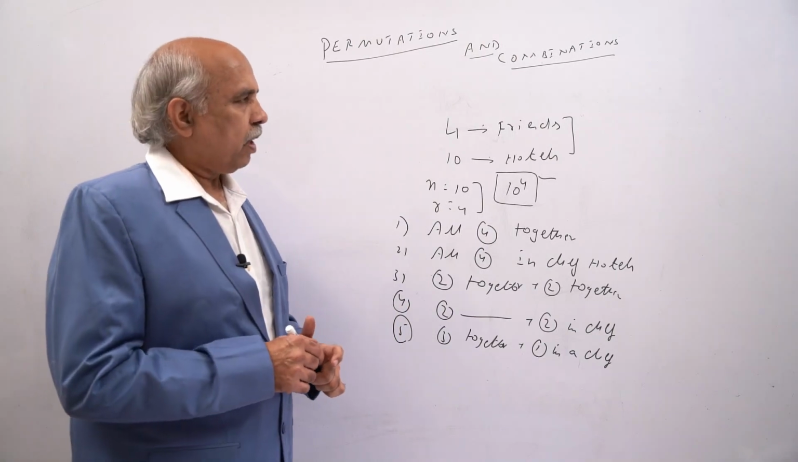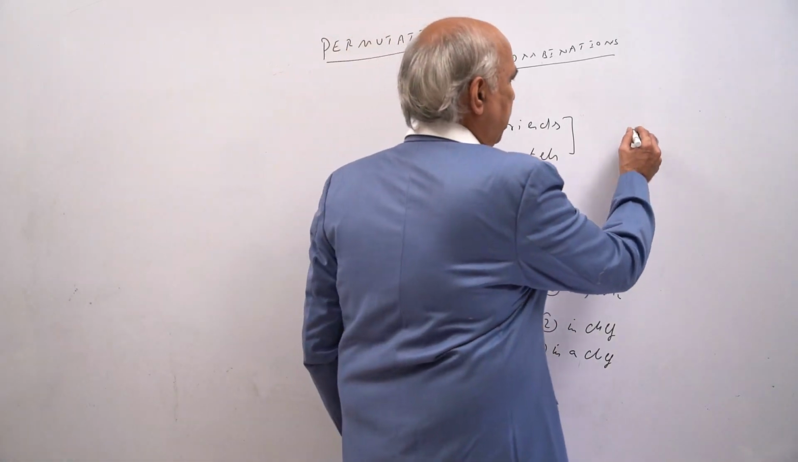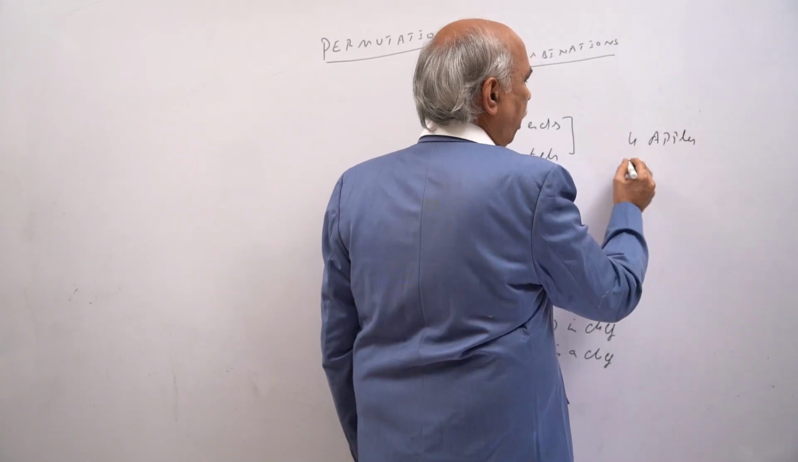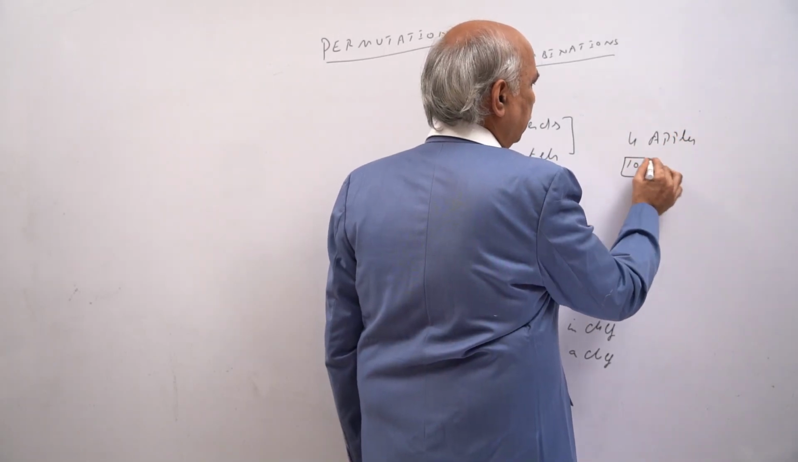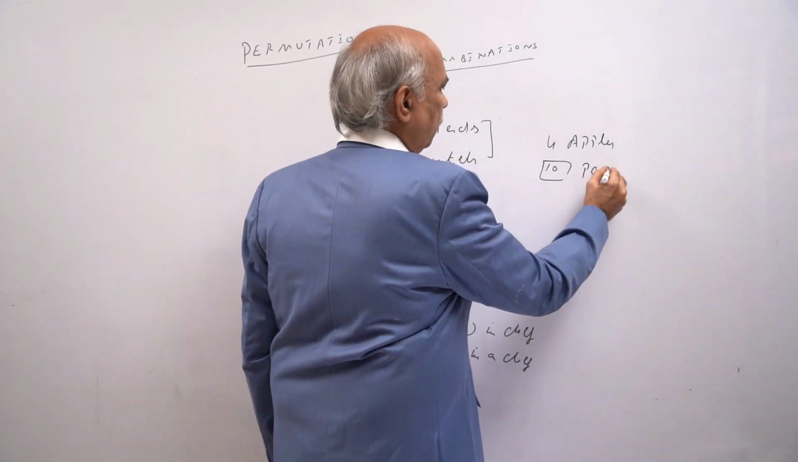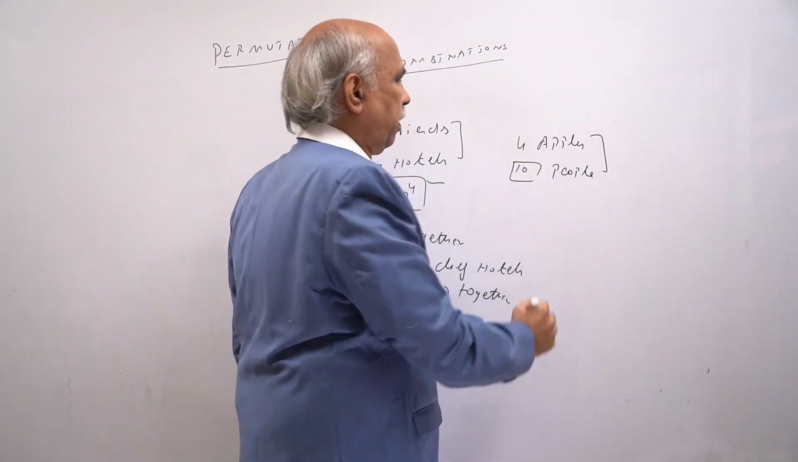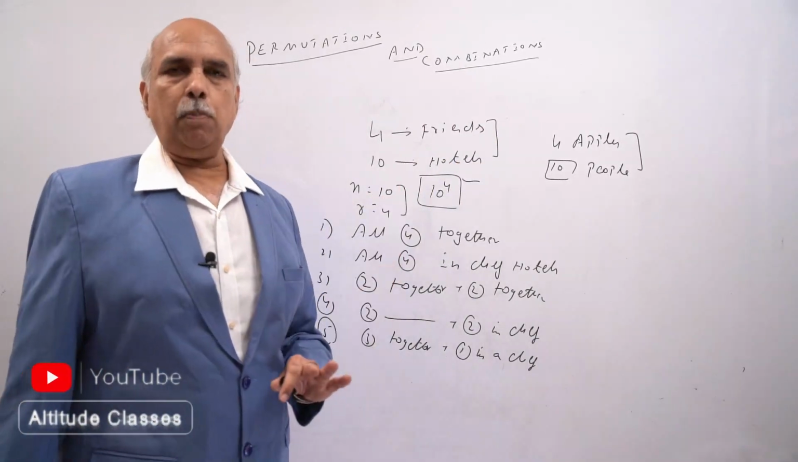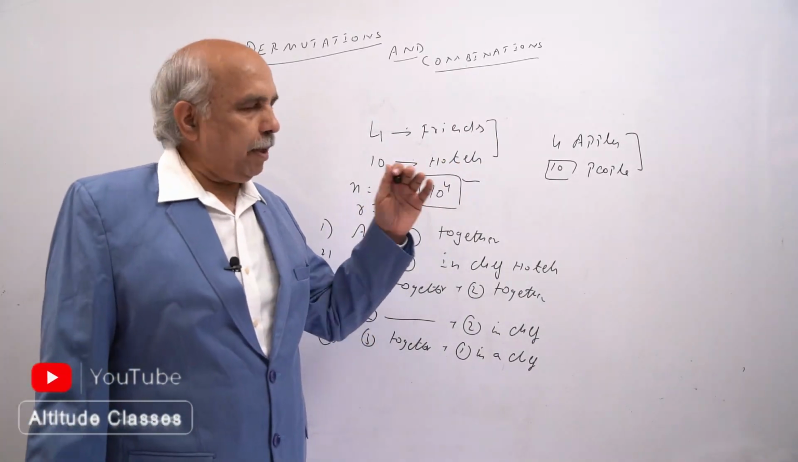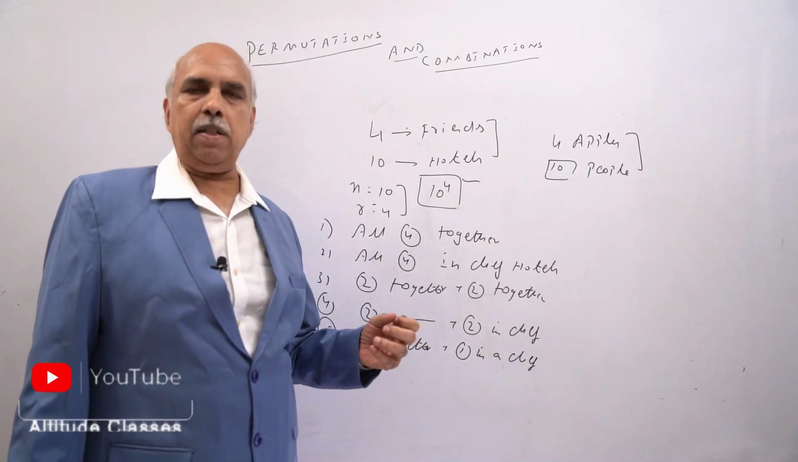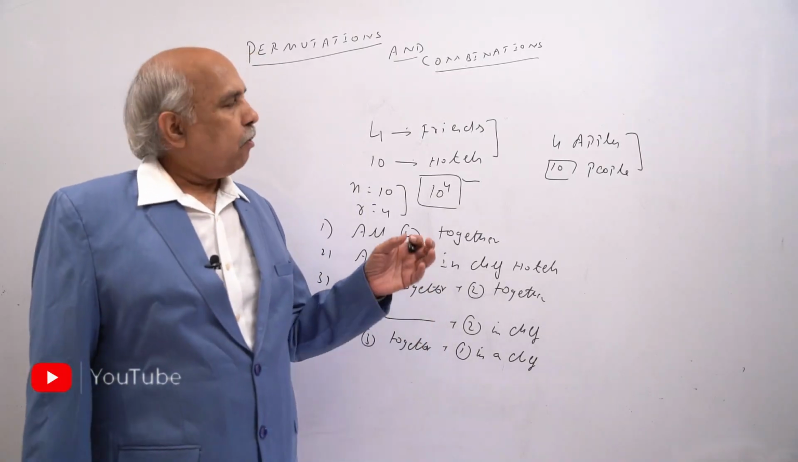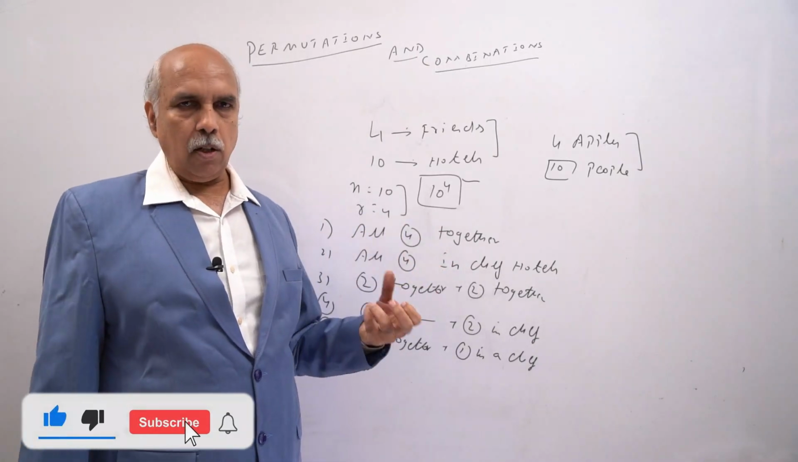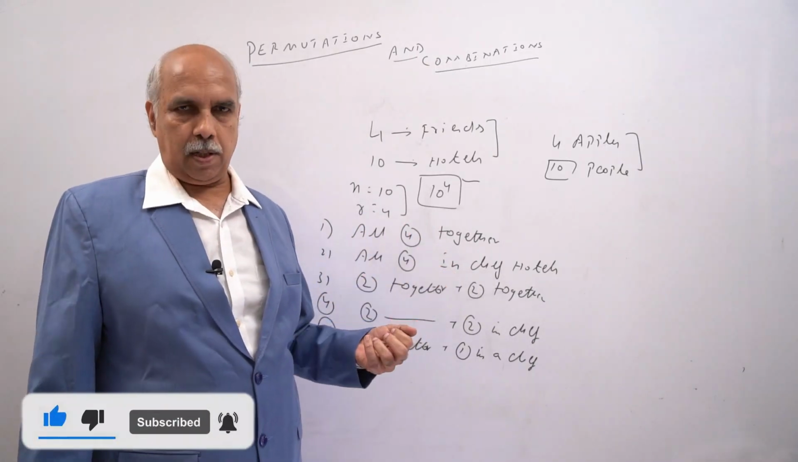Suppose, for example, I take the same question as 4 apples and 10 people. Now here, the apple can be cut and divided among the people. That means I can make them into 10 pieces, 100 pieces, 1000 pieces, whatever I want. I can also give the apple as a whole, and then many people will be without any apples.